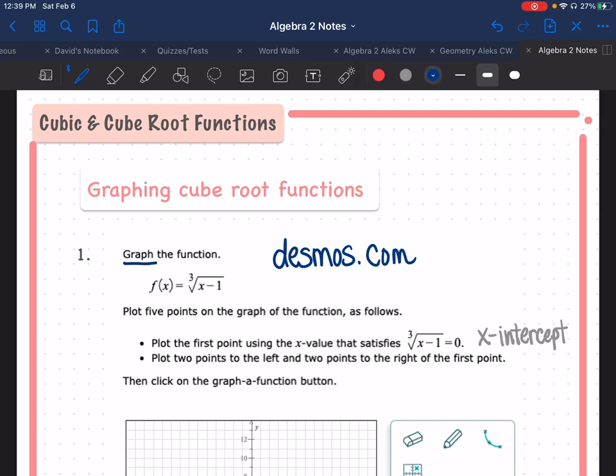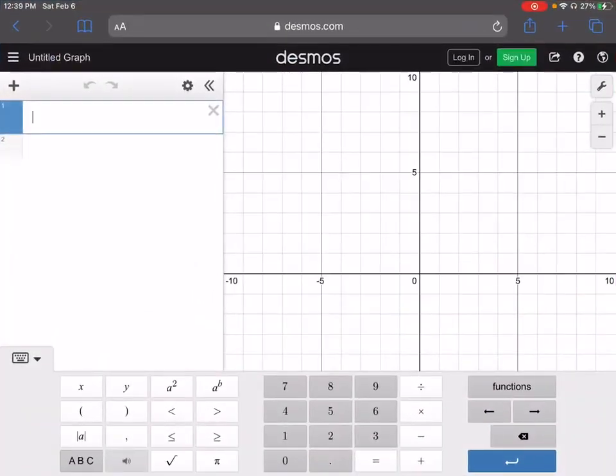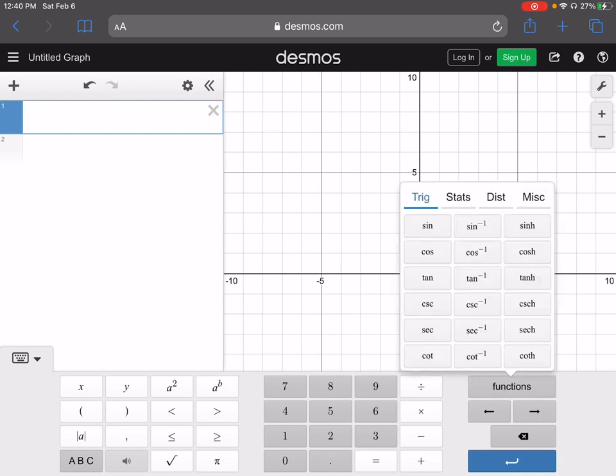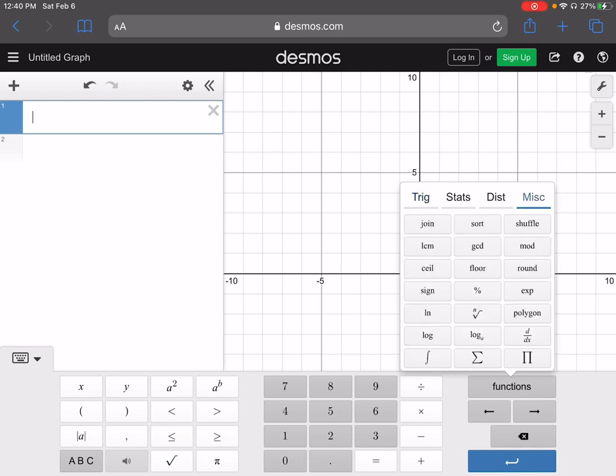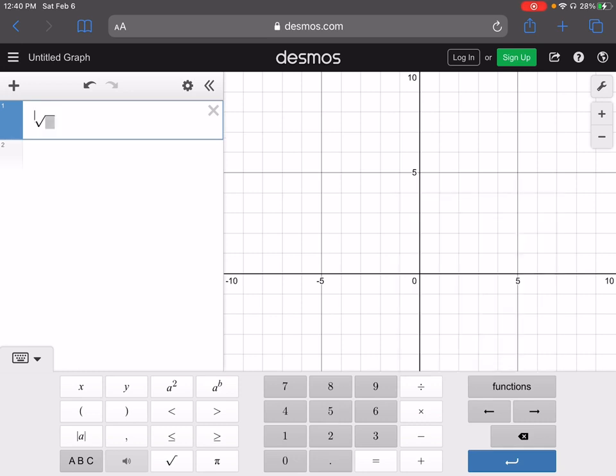So those are the 5 points that they want. Let's take a look over at desmos.com and graph the function. The square root we have seen right down here by the ABC, but that's not what we want. We want the cubic one. So over by the blue arrow on the right-hand side of the screen, you're going to click the word at the top that says functions, and this menu will pop up. You're going to want to go to the very end at the top where it says miscellaneous, M-I-S-C. We're going to be in the second row, 3 up from the bottom, the one with the radical and the n inside.